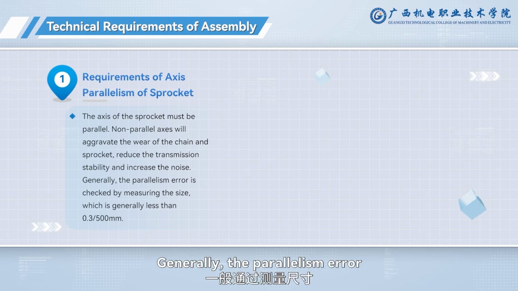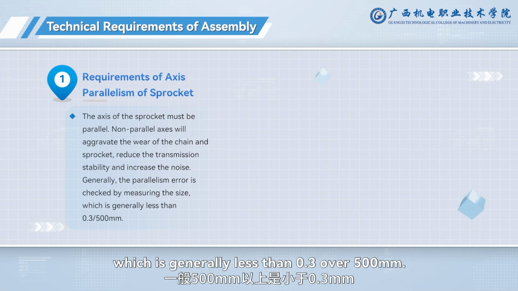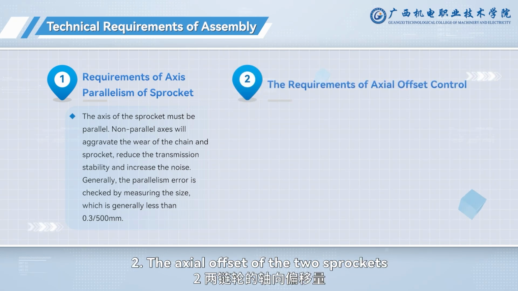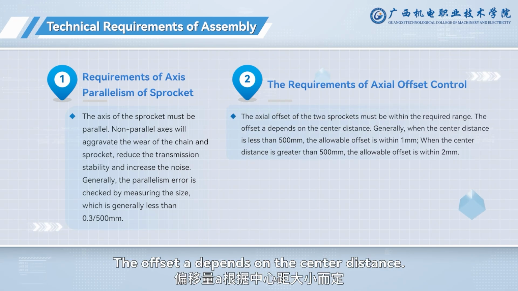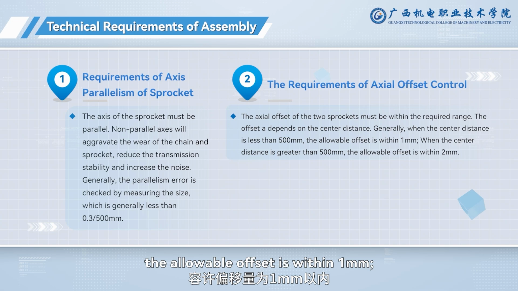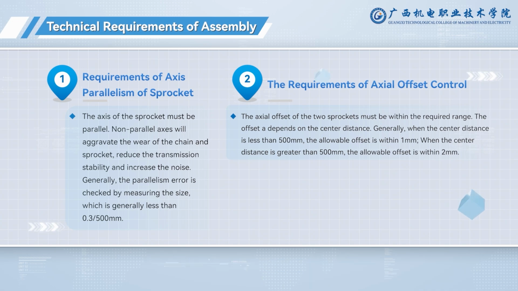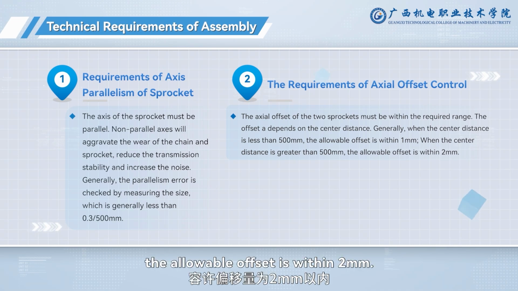Generally, the parallelism error is checked by measuring the size, which is generally less than 0.3/500 millimeters. 2. The axial offset of the two sprockets must be within the required range. The offset depends on the center distance. Generally, when the center distance is less than 500 millimeters, the allowable offset is within 1 millimeter. When the center distance is greater than 500 millimeters, the allowable offset is within 2 millimeters.